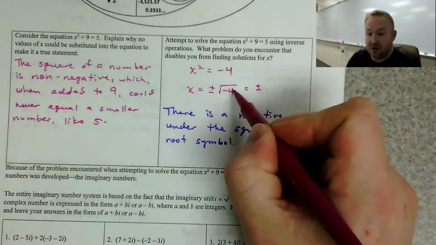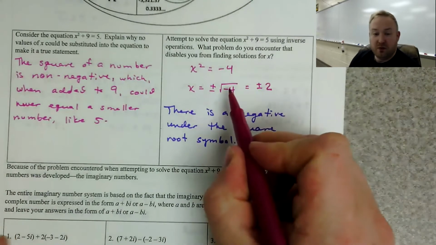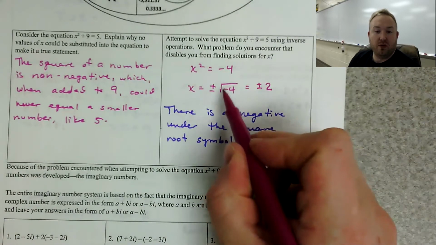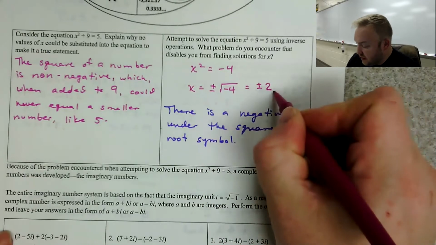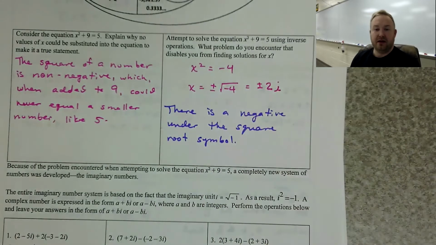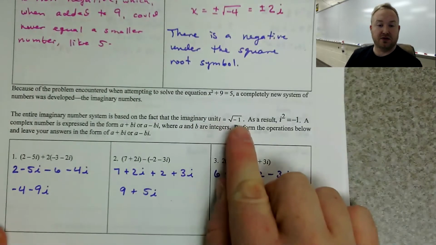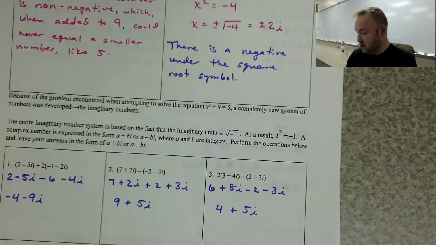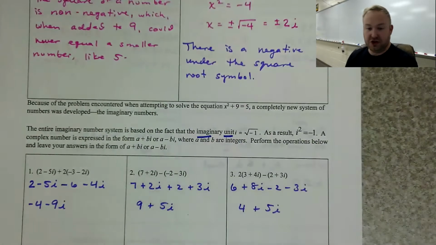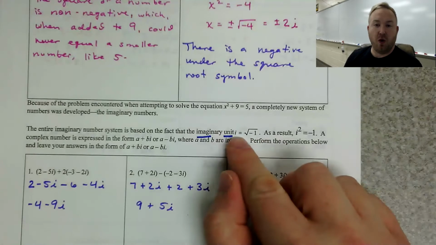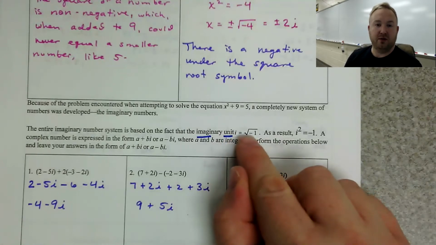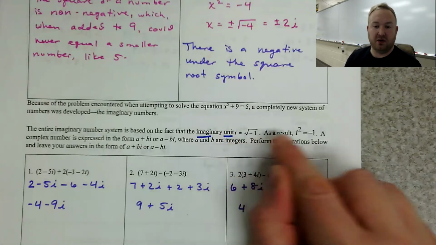When we do the square root of 4, we get 2. And when we have a negative under the square root, that causes us to have an i. The square root of -1 is equal to i. And it says that down here: i is equal to the square root of -1, and that's called the imaginary unit. So if you square that, it would be like just getting rid of the square root, and so i squared would equal -1.